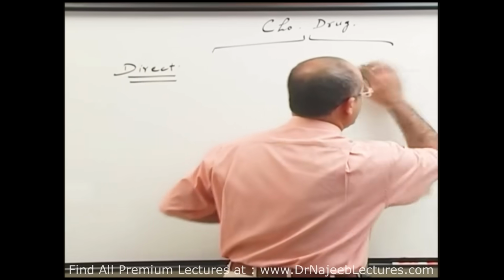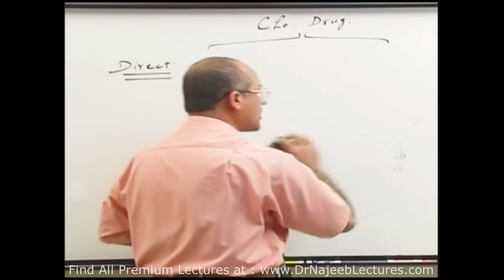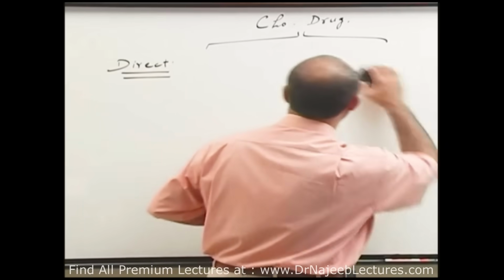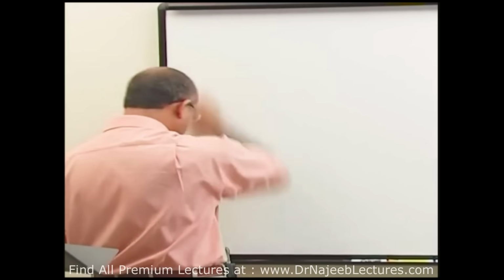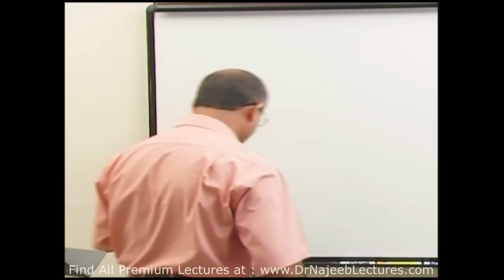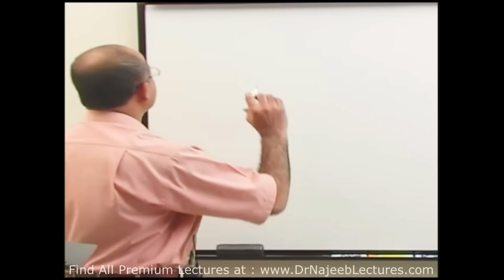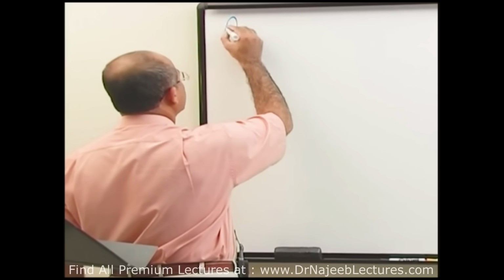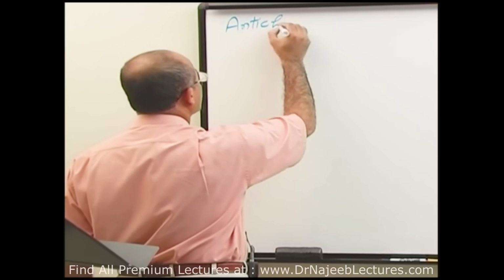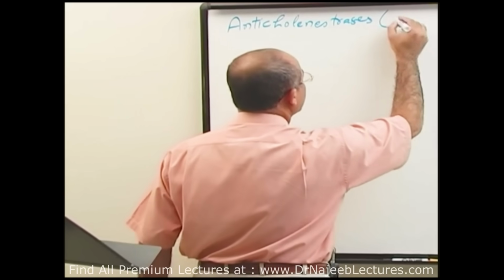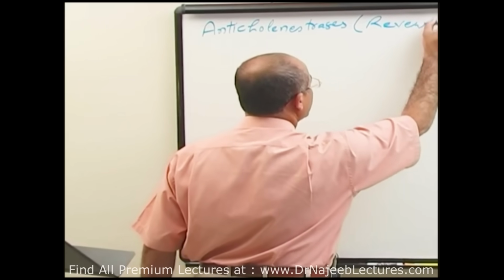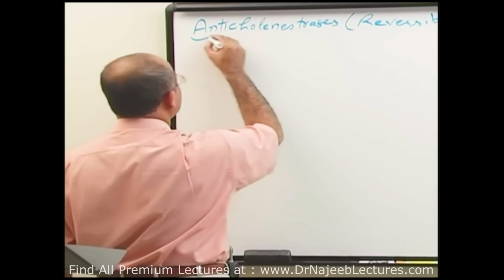So we are talking about the cholinergic drugs. Cholinergic drugs are direct acting, which stimulate the receptors, and indirect acting, which inhibit the acetylcholinesterases and increase the concentration of endogenous acetylcholine by reducing the destruction of acetylcholine, right? Now, we start discussing one by one anticholinesterases. These are a group of drugs which are reversible. Later on we will talk about irreversible.